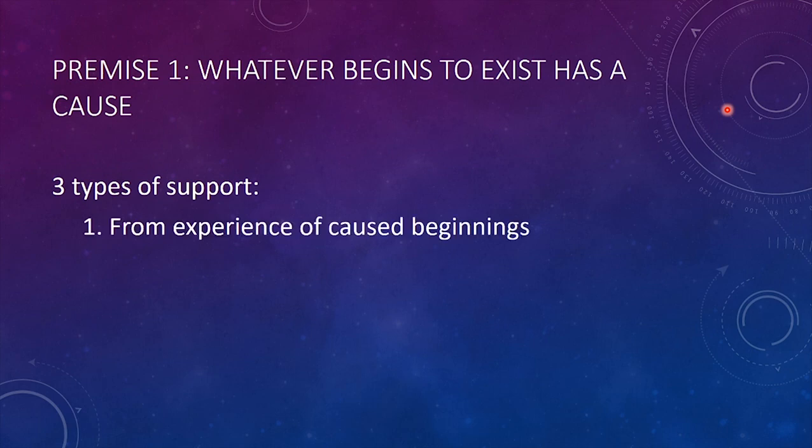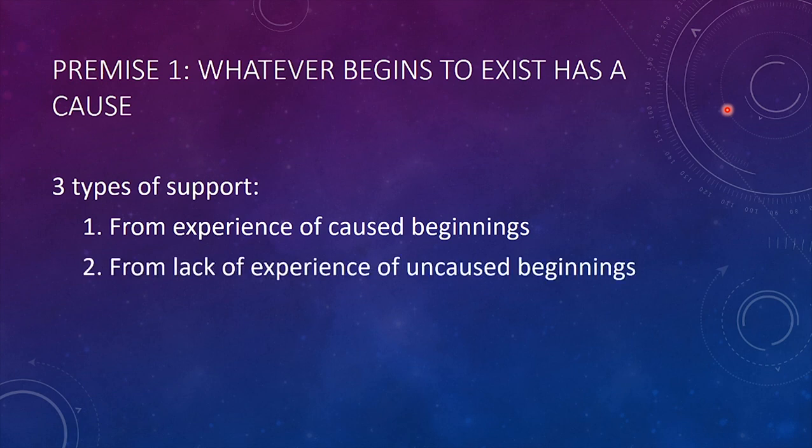The first type of support comes from our experience with caused beginnings. For example, you might have an experience of starting a fire. You see the fire begin to exist, but you also witness the cause of that fire in some sense. Another type of support comes from the lack of experience of things beginning uncaused. For example, you don't see blue spheres just appear in front of your eyes uncaused. And this lack of experience seems to support the general principle that whatever begins to exist would have to have some sort of a cause.